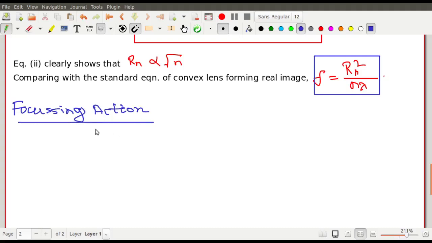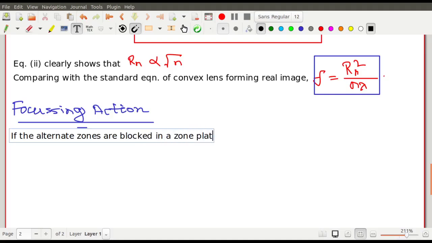Okay, so next we will be discussing the focusing action of this particular zone plate. Let us write it as I have said that the alternate zones are blocked. So let us use the concept. If the alternate zones are blocked in a zone plate, and as I have said I will be blocking the even number of zones, that is, it will be a positive zone plate, then what happens?